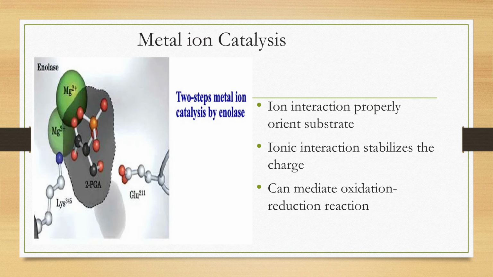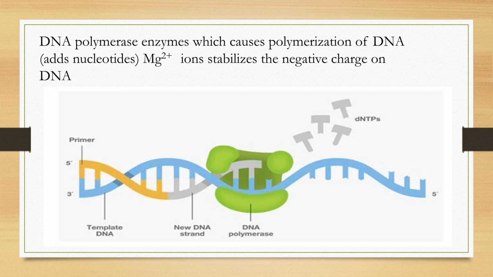Or sometimes the ions stabilize negative charge. Like DNA polymerase: DNA has a phosphate group which has oxygen with negative charge. The Mg2+ stabilizes the negative charge on your DNA so that DNA polymerase, an enzyme which causes polymerization, can add nucleotides and a new strand of DNA is synthesized. So here your Mg2+ ion is helping to stabilize negative charge on your DNA molecules.